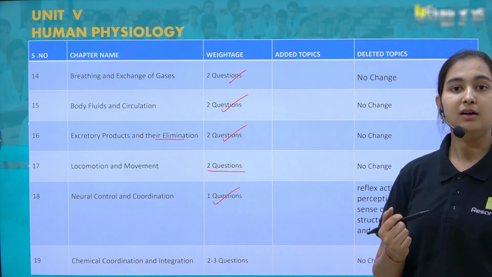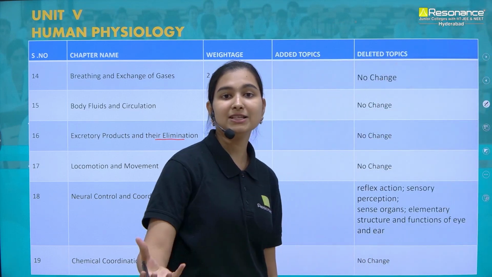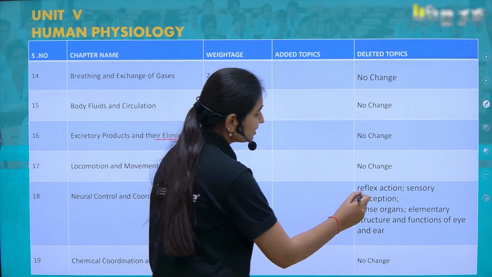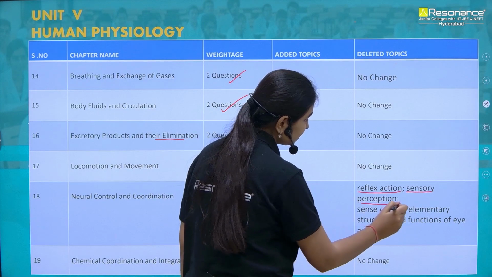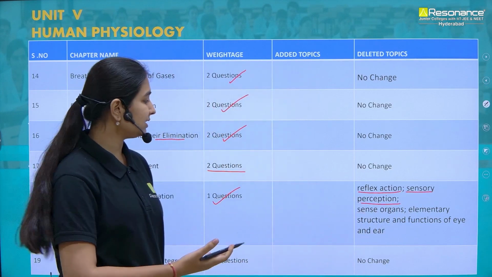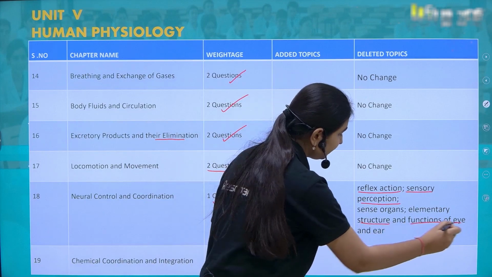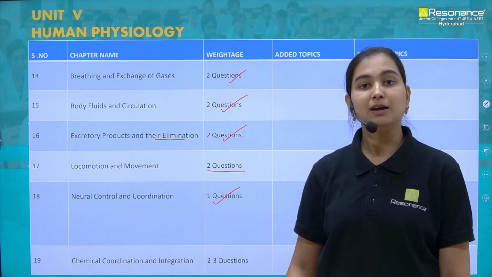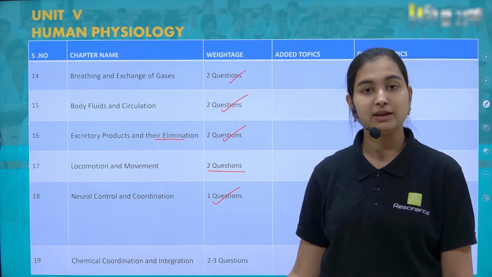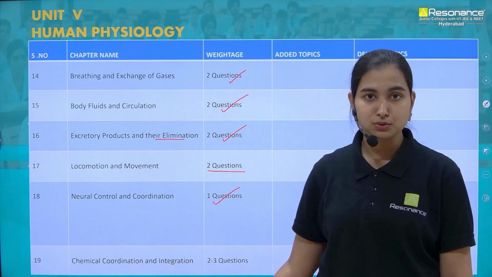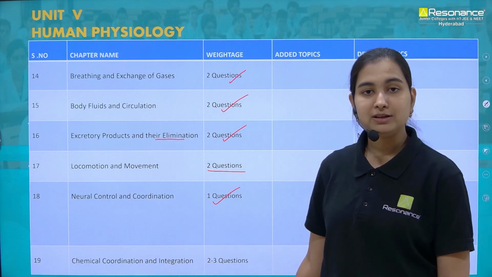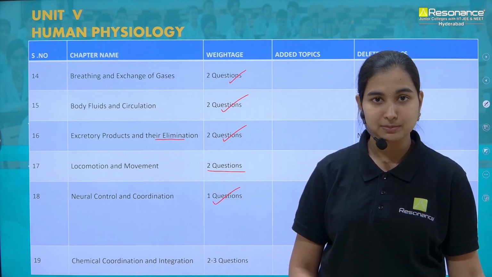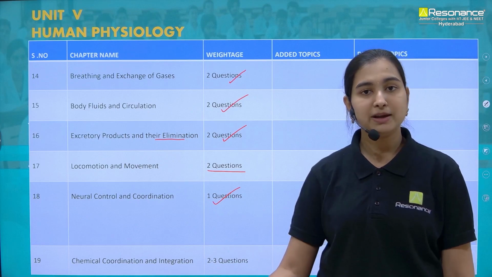Why? Because the sense organs part and the reflex action part have been deleted. So what part is deleted? The reflex action, sensory perception, sense organs. All this part is deleted, that is the structure and function of the eye and ear. Earlier more than 1 question was being asked, but as this has been deleted, the probability only comes to 1. The remaining part has very few concepts in that chapter, so we can expect 1 question from there.